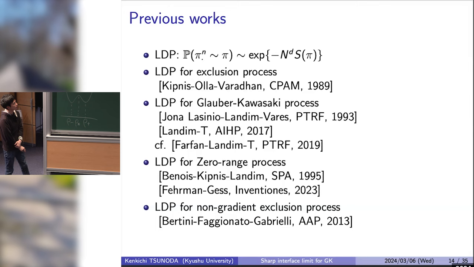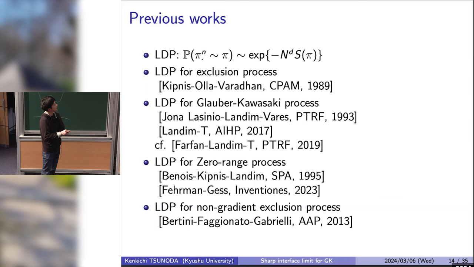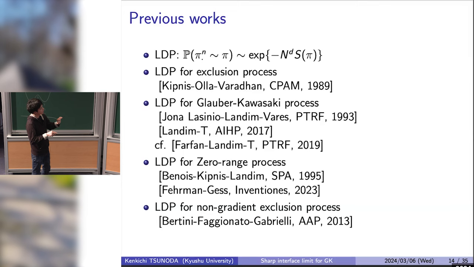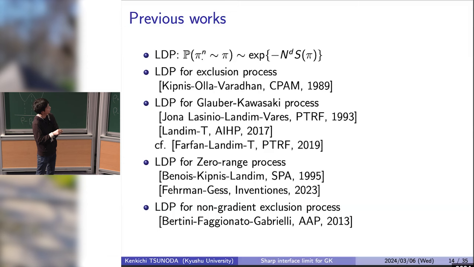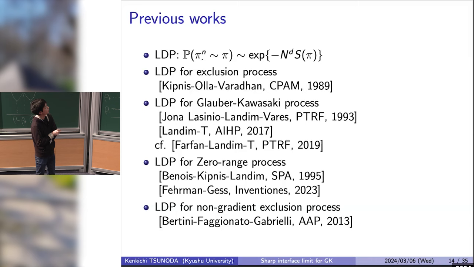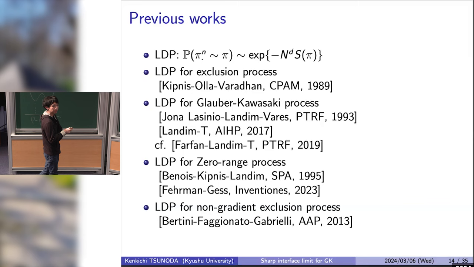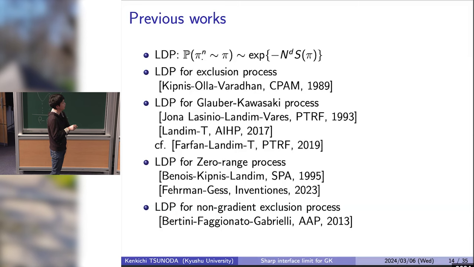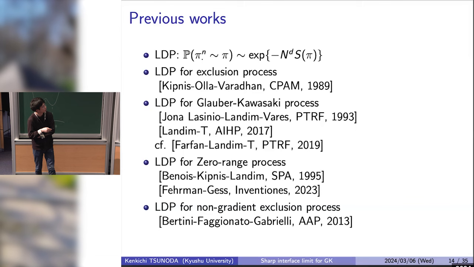And as a related result, Bertini, Gabrielli and Landim studied the same problem, the large deviation principle for the zero range process. But there was some gap on the lower bound. Very recently, it was fulfilled by a part of their general theory. Anyway, we have a full large deviation principle for the zero range process. And our target is a large deviation principle for the gradient type case, but the non-gradient case is also studied in this paper. These are related results to our problem.